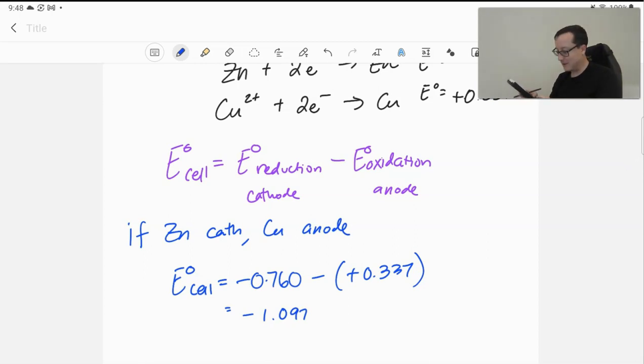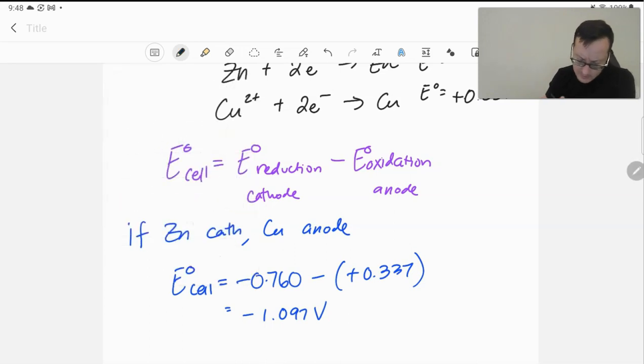Negative 0.760 and 0.337. Oops, I didn't put the decimal properly. Plus 0.337. Oh, wow, I got it right. What do you know? Okay, so that's our cell potential here. Very negative, not what we want. So, if we switch those two, we should get the positive of this number, but let's double check.